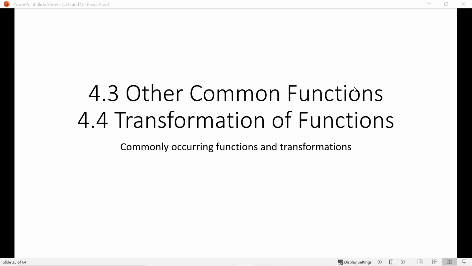Hi students, and in this video we're going to cover sections 4.3 and 4.4. I'm going to go over some different functions that we haven't seen. So far I believe we've seen linear equations, and we've seen quadratic functions, which were the parabolas. We're going to talk about some more common types of functions, and then I put it in the same video 4.4, the transformation of those functions, which basically means the shifting or stretching or flipping of those functions.